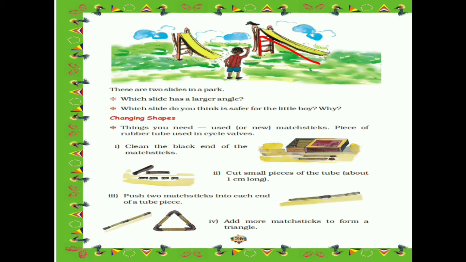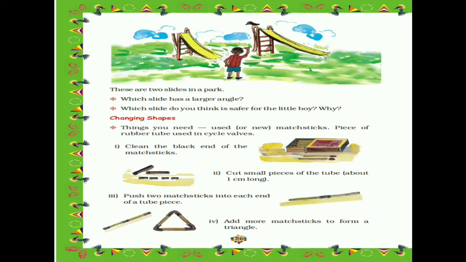Now let's see what is written ahead. Changing shapes. Things you need: used or new matchstick. So what you will require? You require a matchstick. It can be used or it can be a new one. Then a piece of rubber tube used in a cycle valve. Clean the black end of the matchstick. Cut small pieces of the tube about 1 cm long. Push 2 matchsticks in each end of a tube piece. Add more matchsticks to form a triangle.